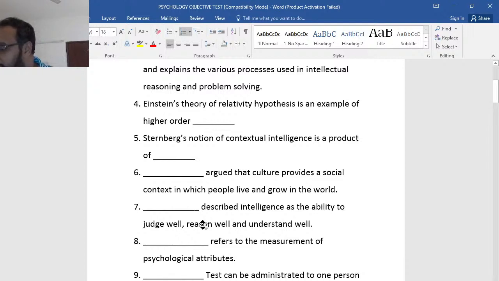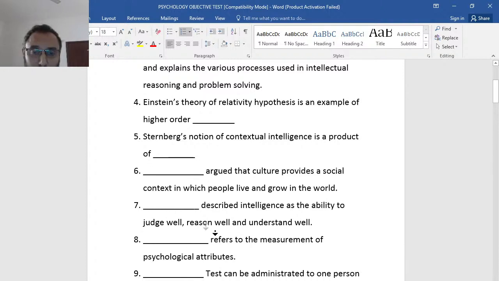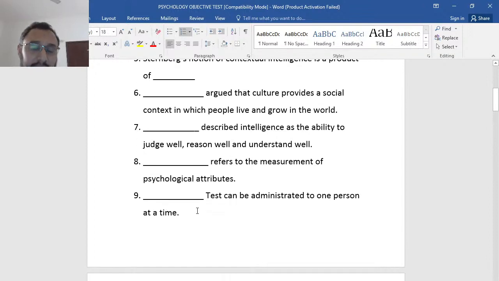Now the next question is related to question number 9. The dash test can be administered to one person at one particular point of time. The test which is going to be administered is an individual test. An individual test is a test where the experimenter has to dedicate the time to one subject.